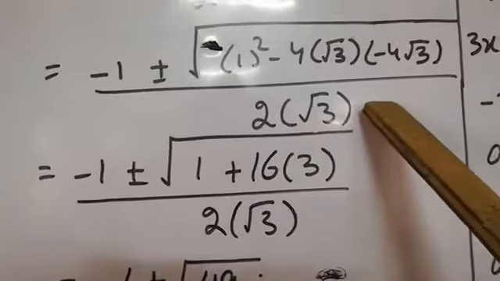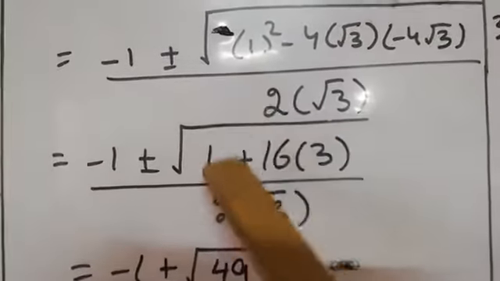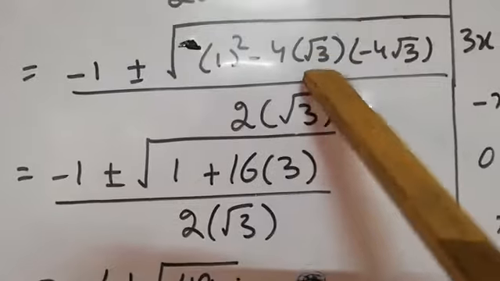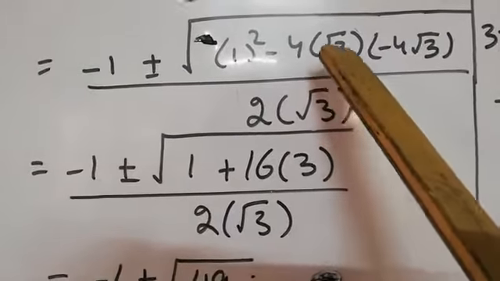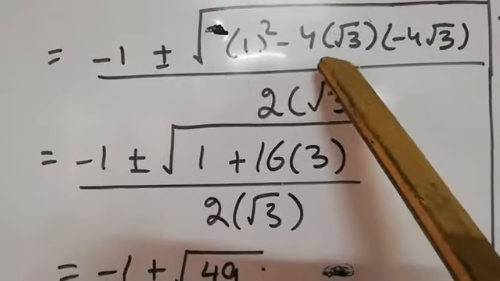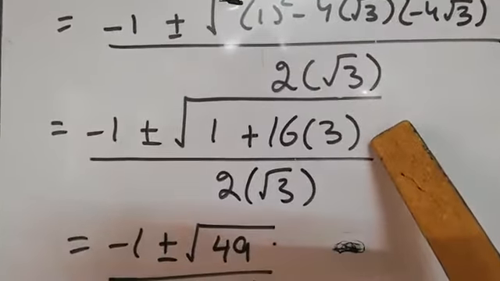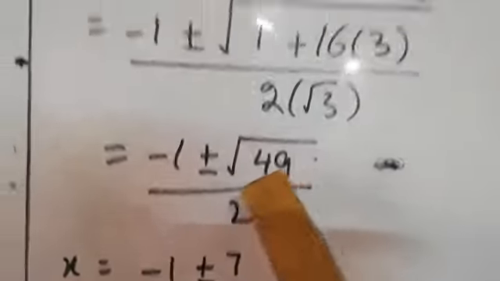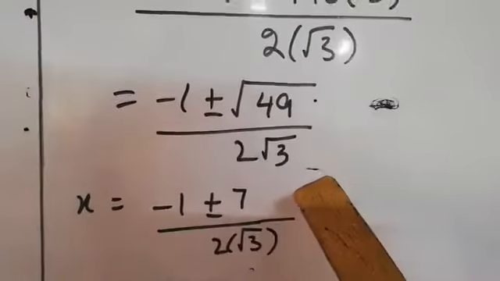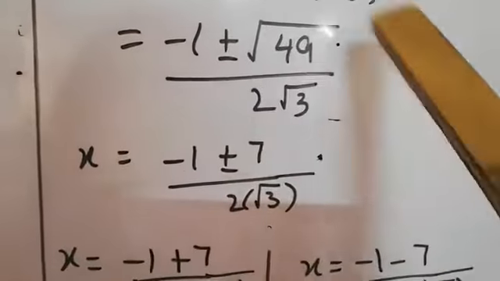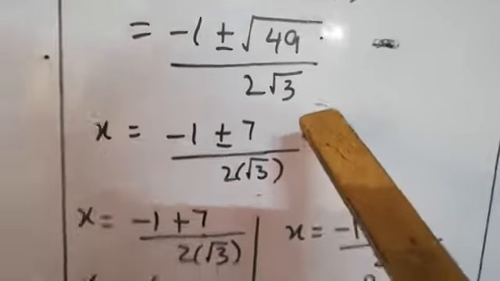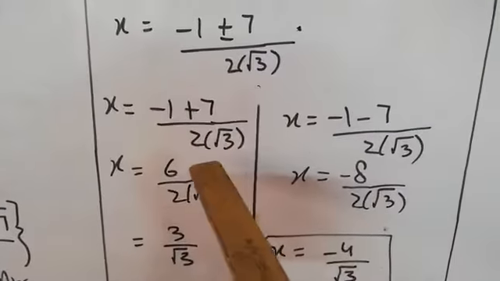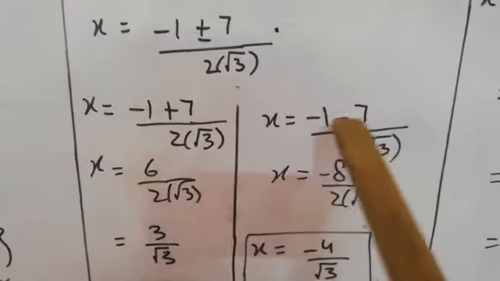And now you can see that 1 square is equal to 1, and minus minus plus 4, 4s are 16, and square root 3 into square root 3 will be the square of square root 3. So the square will be cancelled by the square root. We will get only 3. Now 16 3s are 48. 48 plus 1 is 49. Minus 1 plus minus square root of 49 by 2 square root 3. Now dear students, you know that 49 is the square of 7. So we will write the constant value, and after that we will write minus 1 plus 7 by 2 square root 3 and minus 1 minus 7 by 2 square root 3.